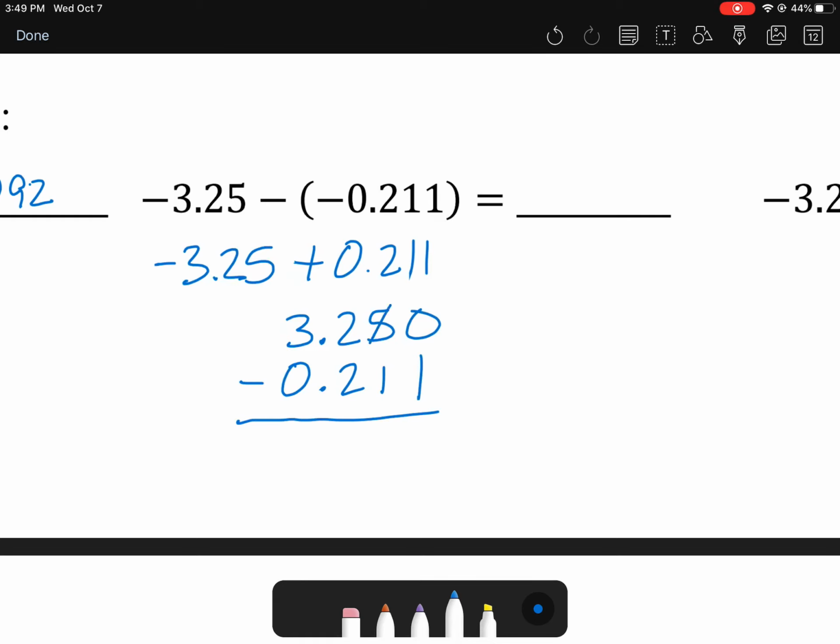0 minus 1, I do need to borrow. So now I have 10 minus 1, which is 9. 4 minus 1 is 3. 2 minus 2 is 0. 3 minus 0 is 3, making sure I remember my decimal. Now this is not my final answer. Going back to this part right here, the bigger number again is 3.25, which is negative. So my final answer is negative 3.039.